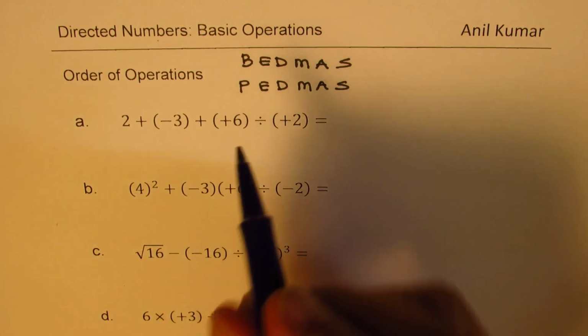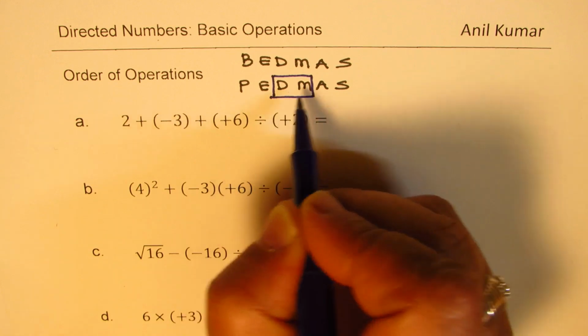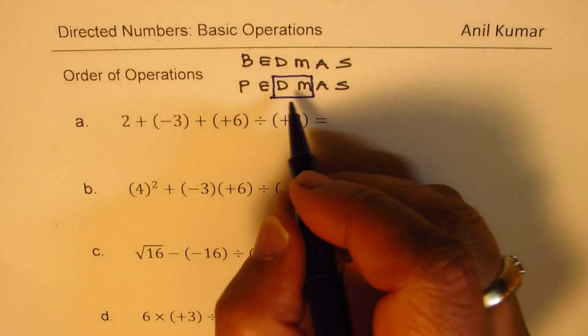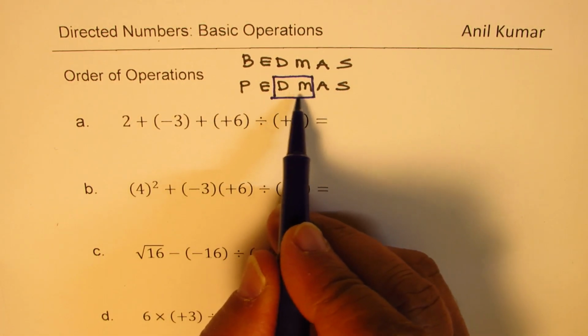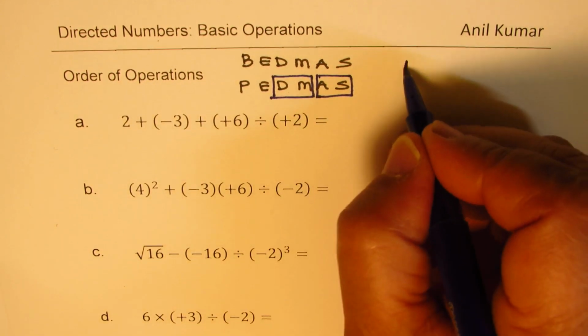Kind of important here is that when we say division and multiplication, their status is the same. So whenever both operations are involved, even addition and subtraction, you do it from left to right.